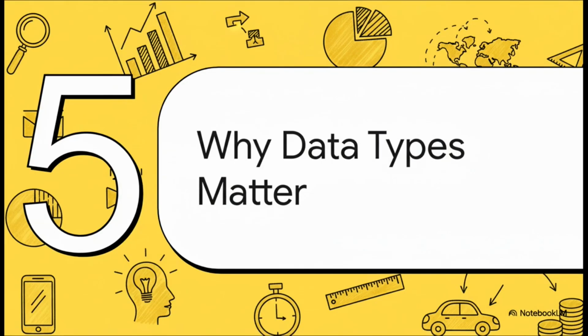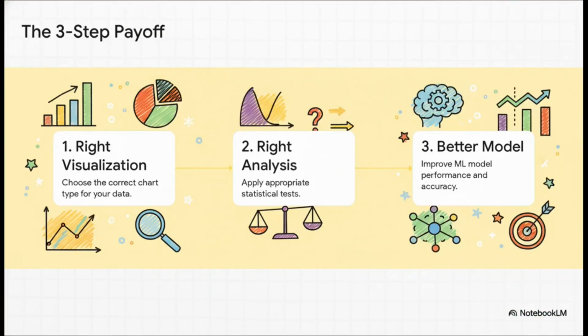Okay, so nominal, ordinal, discrete, and continuous. We've got the 4 main data types down, but you're probably thinking, so what? Why does any of this actually matter in the real world? Well, this is where it all comes together. This is where the theory becomes practice, and it makes a huge difference. It turns out, knowing your data's language has a really clear 3-step payoff. First, it means you can choose the absolute right chart to visualize your data. Second, it makes sure you apply the correct statistical analysis. And third, all of this becomes the foundation for building an effective and accurate model.